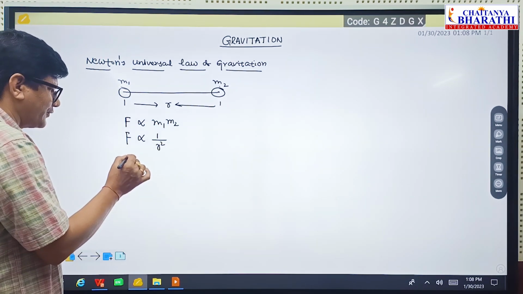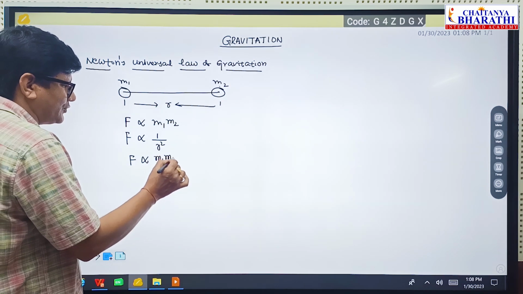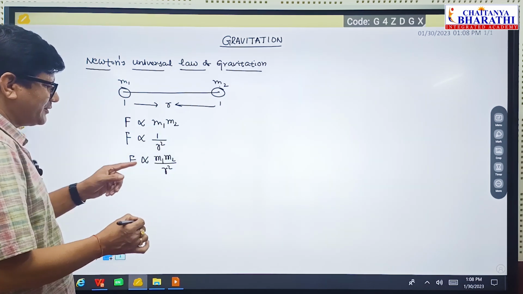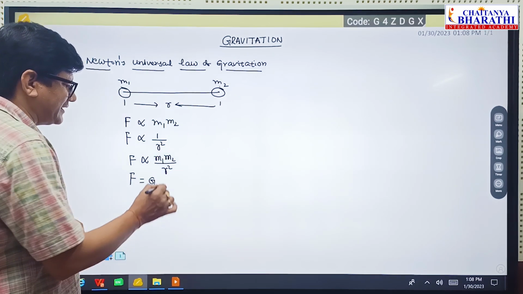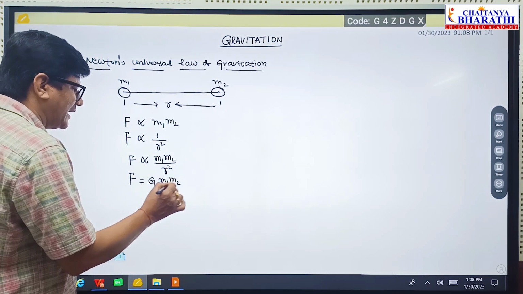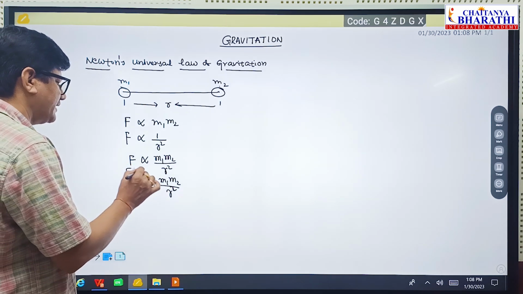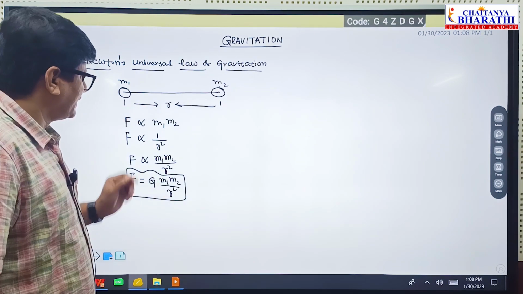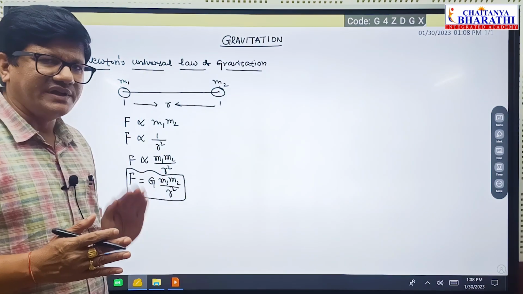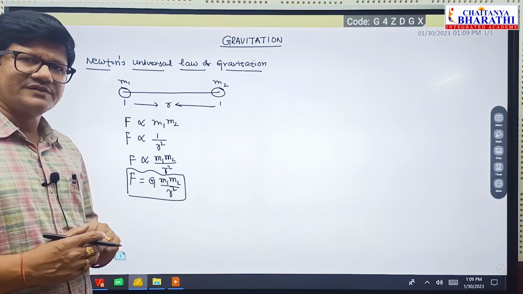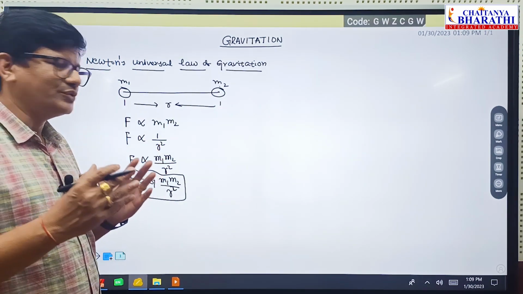If you combine these two relations, you write F directly proportional to m1 m2 by r square. If you remove that proportionality, we multiply with some constant, that is represented with capital G, so F equals G m1 m2 by r square. ठीक है. So this is Newton's universal law of gravitation. ठीक है. Means according to Newton, the force of attraction between the two bodies is directly proportional to the product of their masses and inversely proportional to the square of the distance between the two masses.